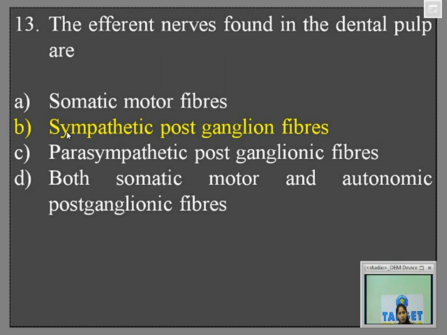They will be responding to the noxious mechanical stimulation. And the response by these A delta fibers will always be in the form of sharp pricking pain. These are myelinated fibers and hence they are faster conducting and they are the larger diameter fibers. Am I audible to you all?